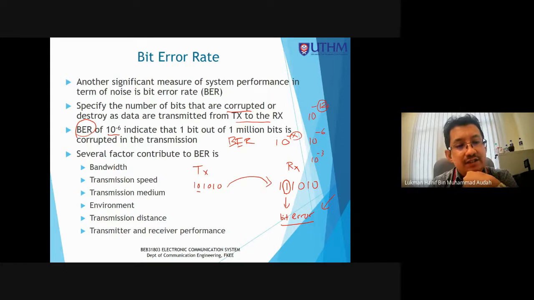There are several factors contributes to the bit error rate. For example, the bandwidth. Lagi besar bandwidth, lagi besar nilai bit error rate, which is not good.